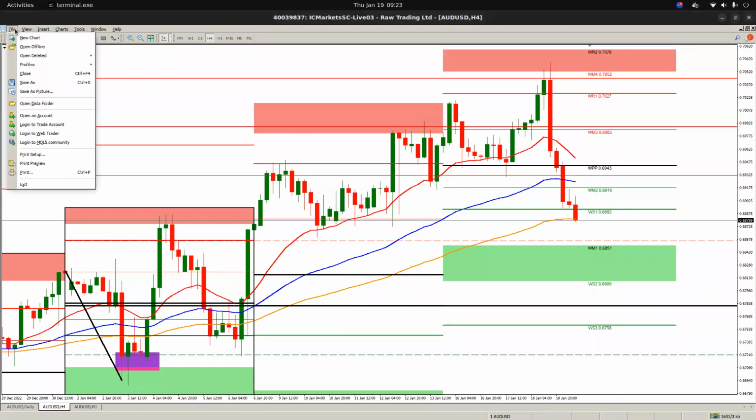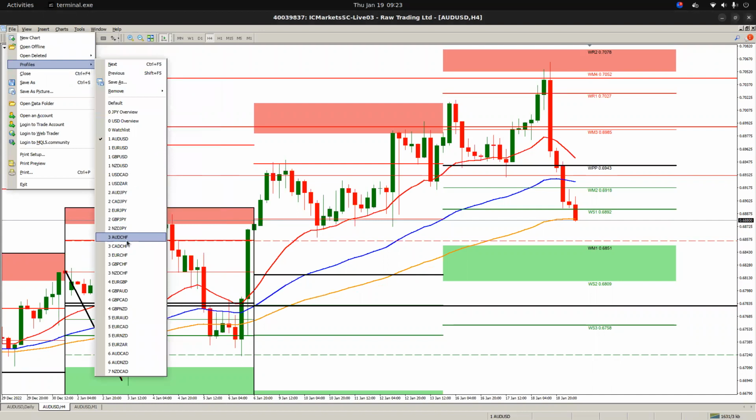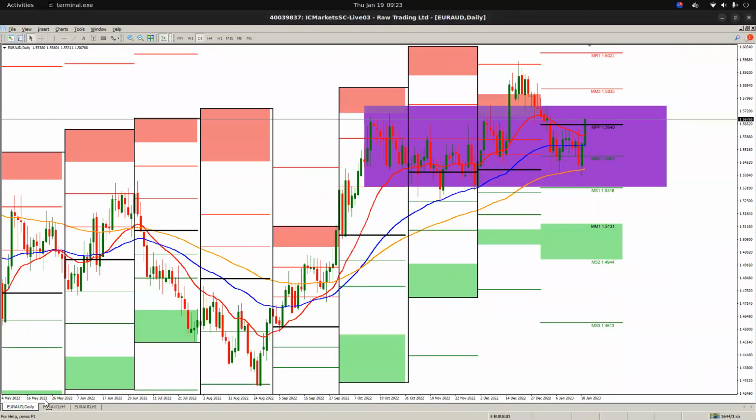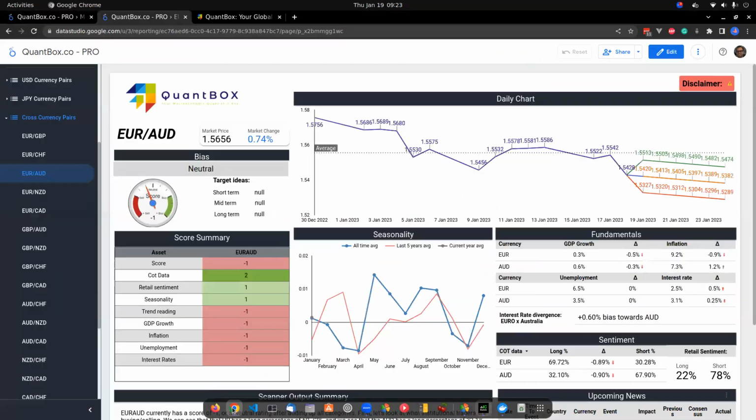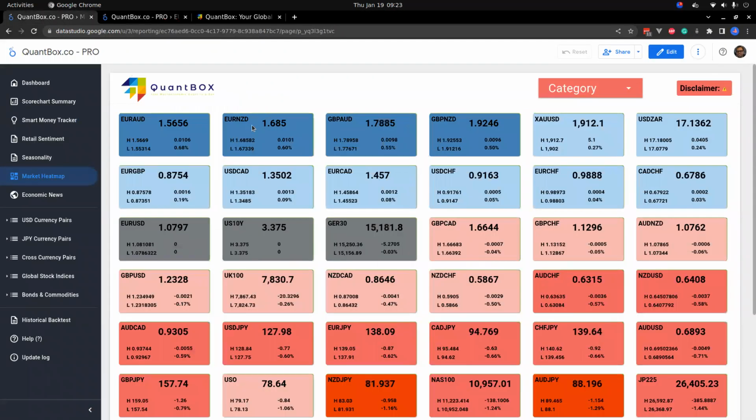So Euro Aussie, all the way down here. Look at the daily first. We can see, okay, we're still stuck in this range. So we just move on. Cool. Euro Kiwi.